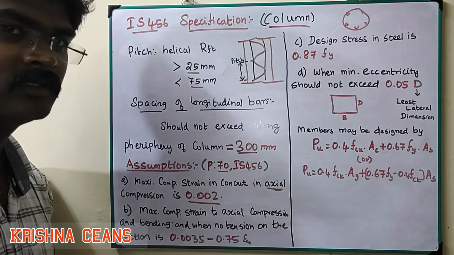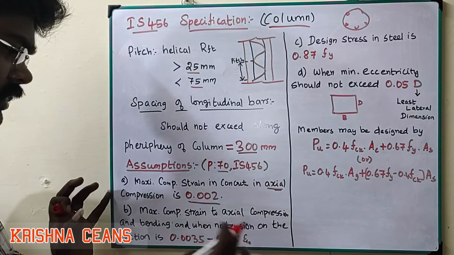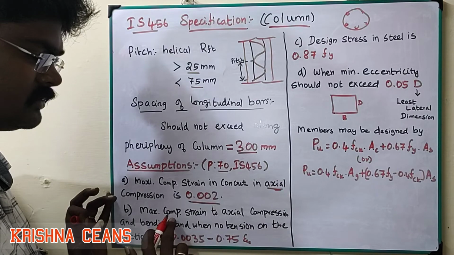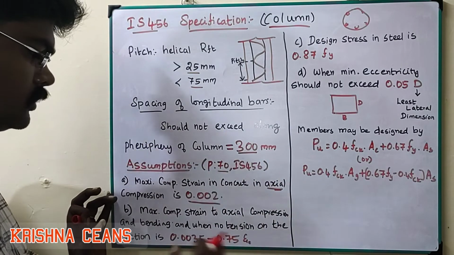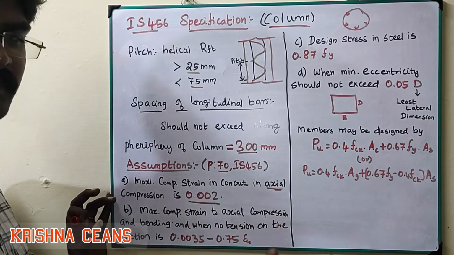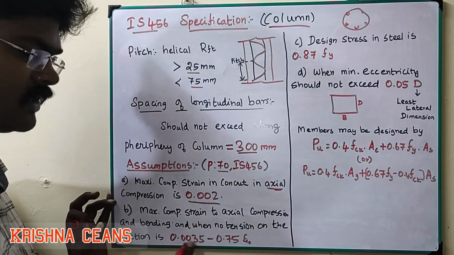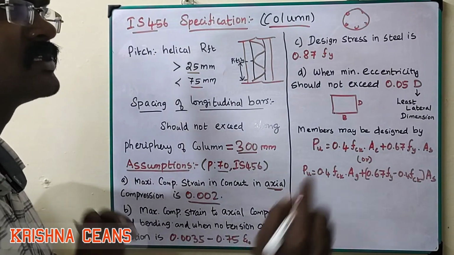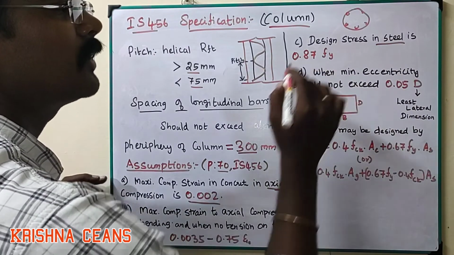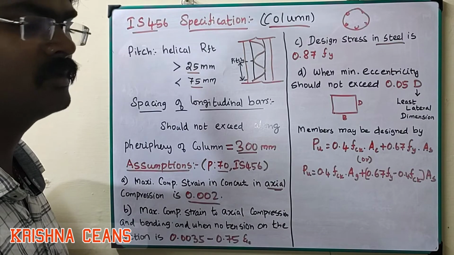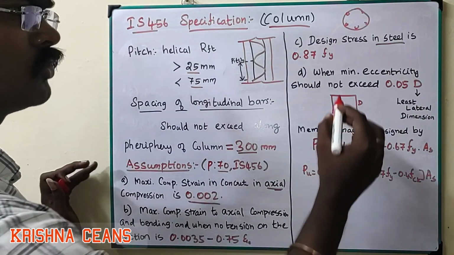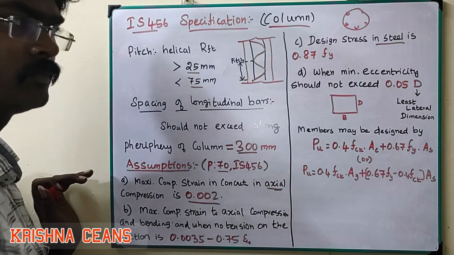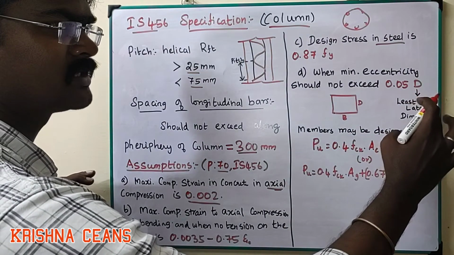So that is the least compression strain. Epsilon naught here, strain, is nothing but the output. So for maximum compression, for axial compression along with bending, we have to maintain this formula. Then, in case we are finding the design stress of steel, we have to adopt 0.87 times Fy tensile stress. The minimum eccentricity should not exceed 0.05 times D. D is nothing but the least lateral dimension.